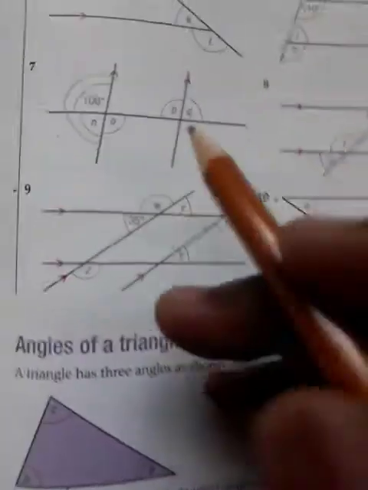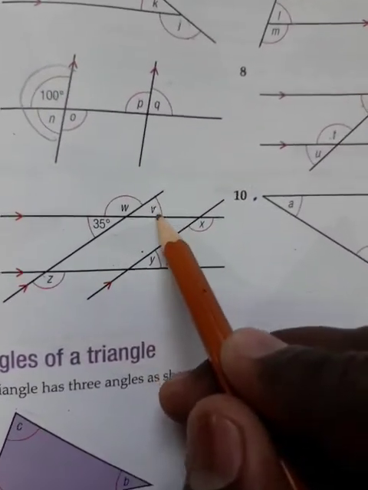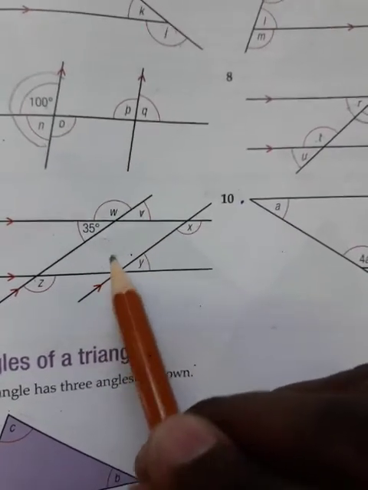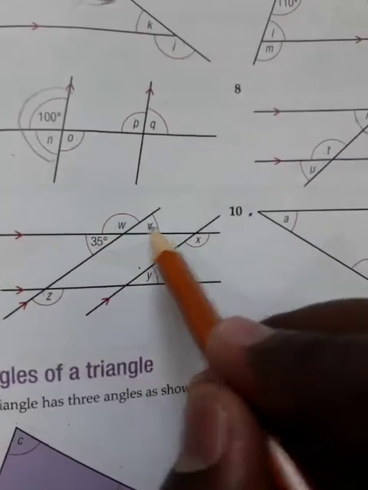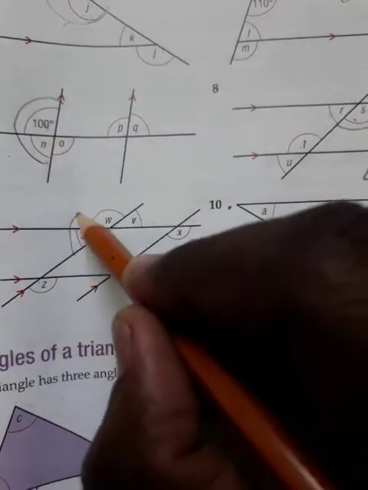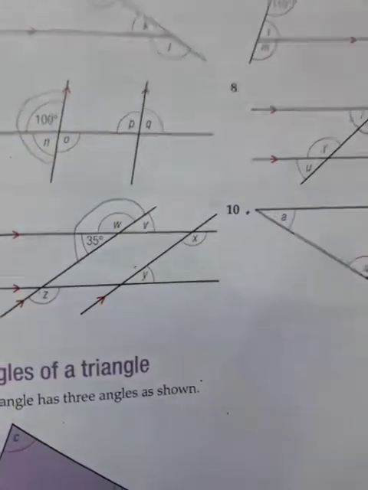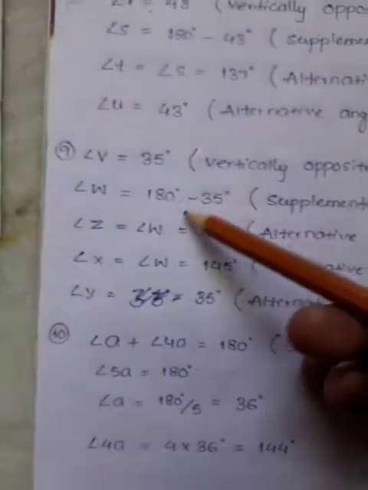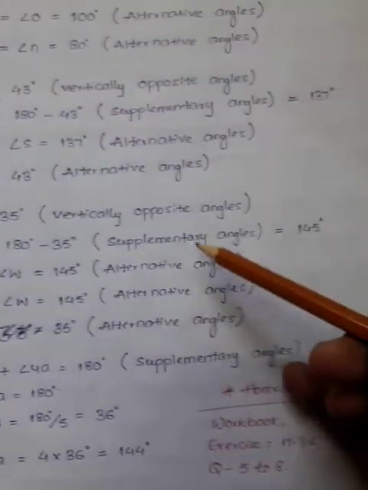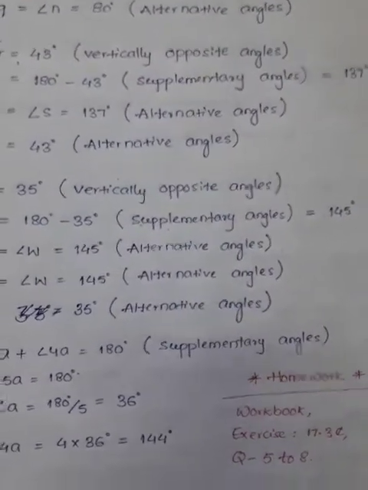Now coming to question number 9. So which one do I find out first? First of all, angle V. So angle V equals what? 35 degrees. It is a vertically opposite angle. Now when I know that, I can find out this together is a supplementary angle. So W equals 180 minus 35, supplementary angle, is equal to 145.